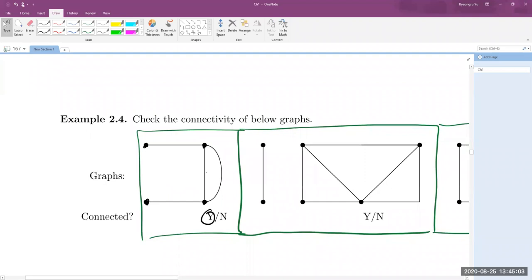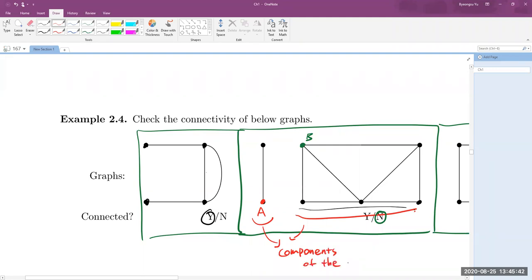However, see the second one. In the second one, this part is connected, and this part is connected. But you cannot find a path from the point A to the point B, right? Because they are not connected via any edges, there are no paths, right? So this graph is not connected. And so we say that each of these parts is called a component of the graph, right? Does it make sense?